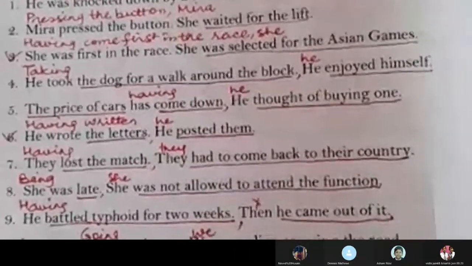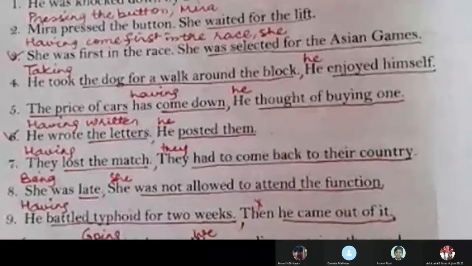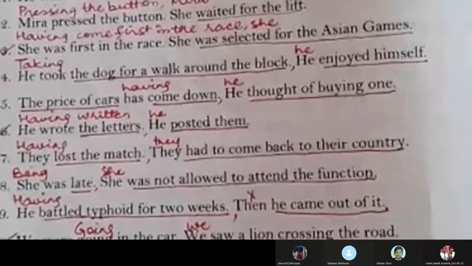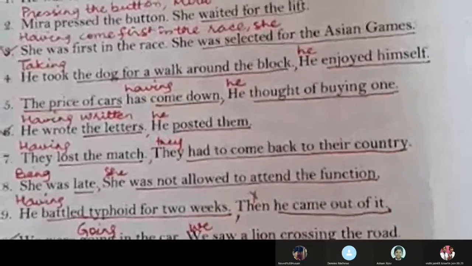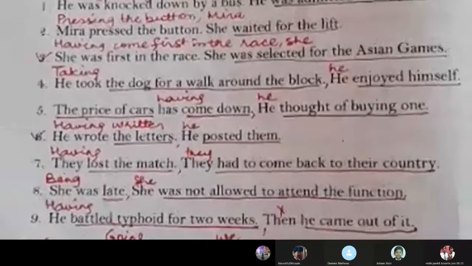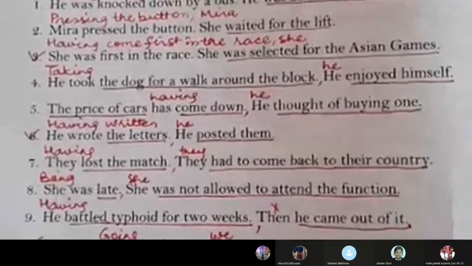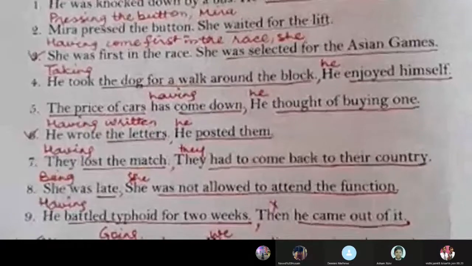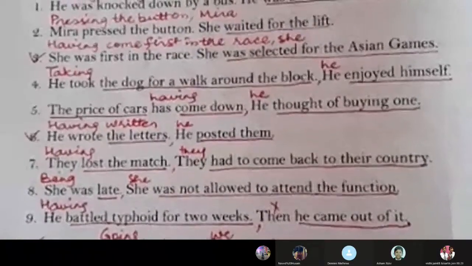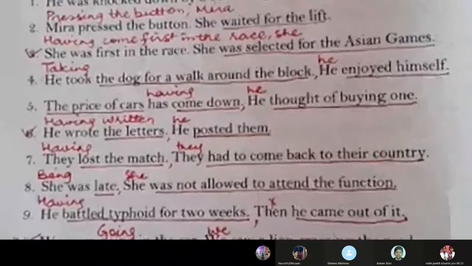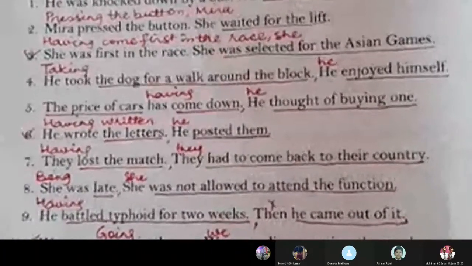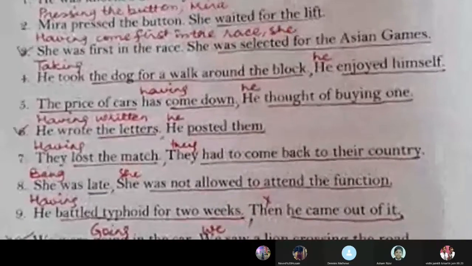Number eight, she was late. She was not allowed to attend the function. Answer, being late, she was not allowed to attend the function. Number nine, he battled typhoid for two weeks, then he came out of it. Answer, having battled typhoid for two weeks, comma, he came out of it.